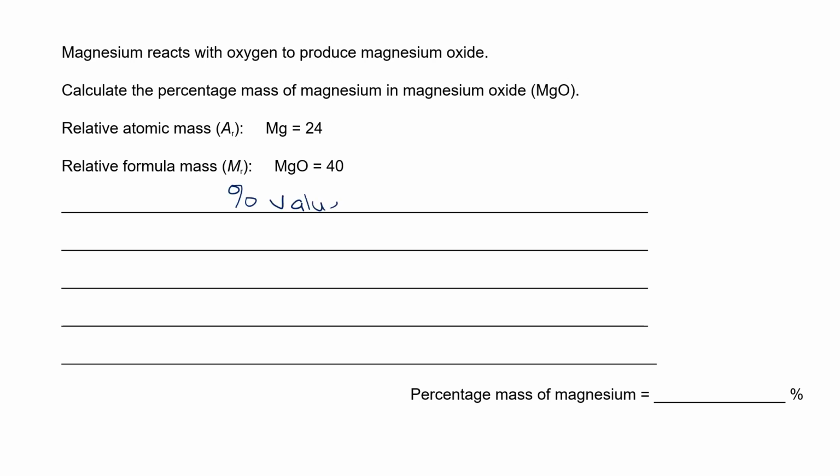To calculate the percentage mass of a compound, you would use the equation of the percentage value that you're trying to find divided by the whole amount, and then you would multiply by 100 to convert it into a percentage.